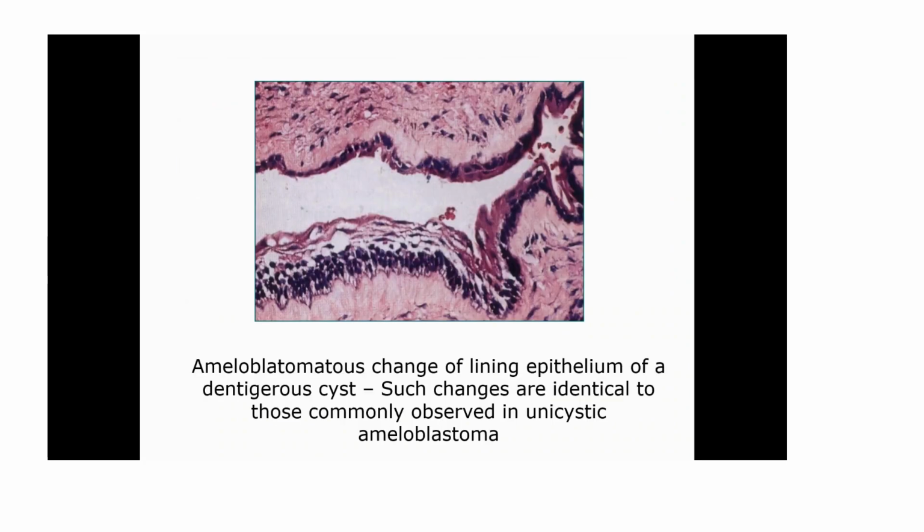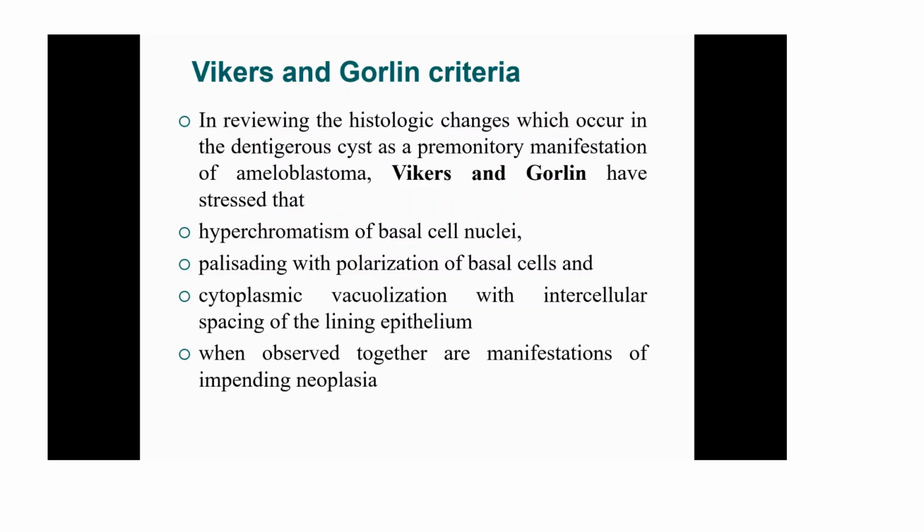Now, here we can appreciate the ameloblastomatous change of the lining epithelium of a dentigerous cyst. Such changes are identical to those commonly observed in unicystic ameloblastoma. So, when we will be discussing ameloblastoma, at that time I will explain this point in detail. Now, there is this very important criteria which is known as Vickers and Gorlin's criteria. You can take a screenshot of this.